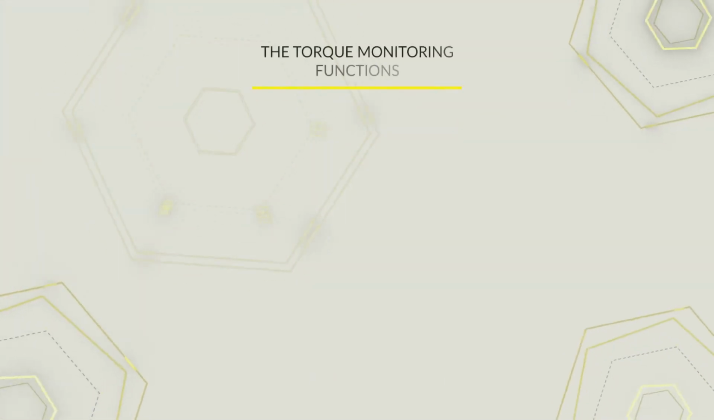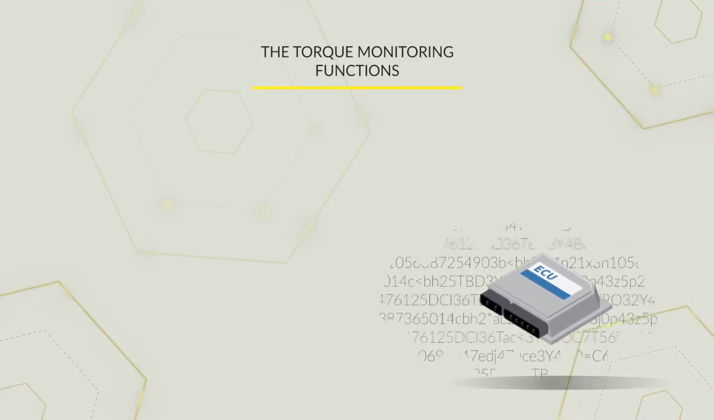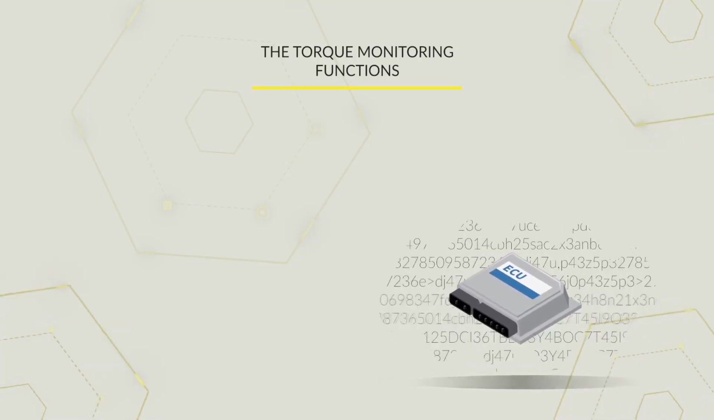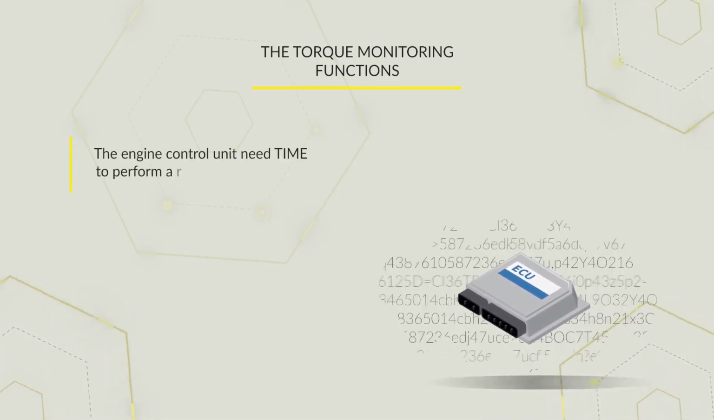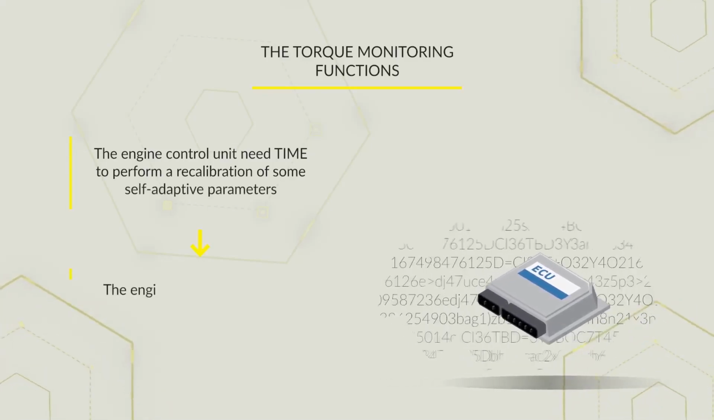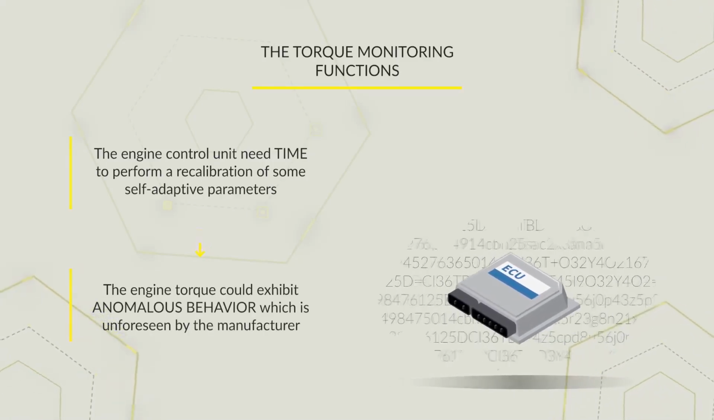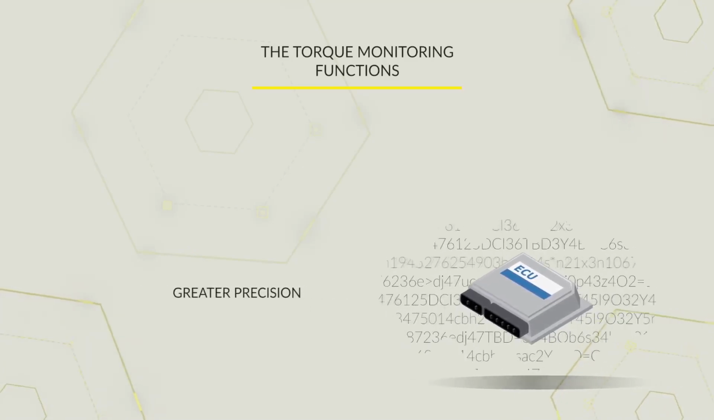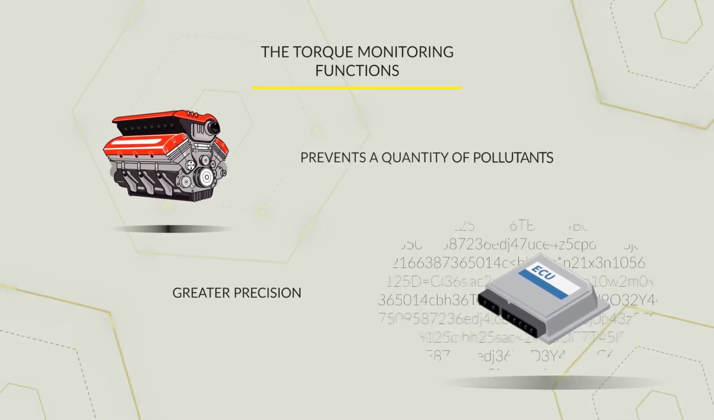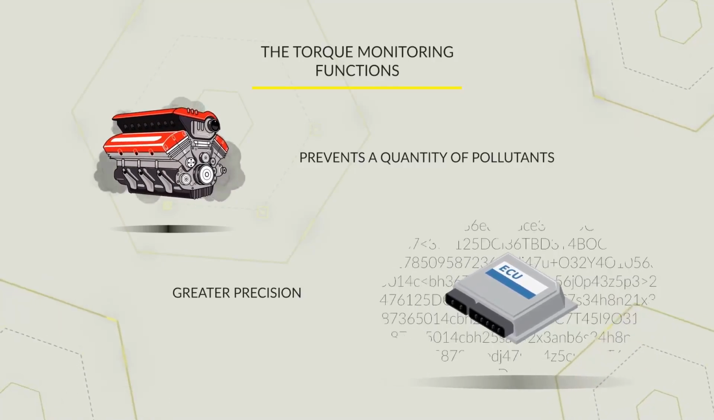The presence of the torque monitoring functions became necessary because, after programming a new file in the control unit, whether an official update released by the parent company or an elaborated file developed by a tuner, a certain period of time is required to perform a recalibration of some self-adaptive parameters. During this period, the engine torque could exhibit anomalous behavior, which is unforeseen by the manufacturer. Furthermore, greater precision in calculating the instantaneous torque in the self-adaptation phase prevents the engine from generating a quantity of pollutants beyond those permitted by the emission class to which it belongs.